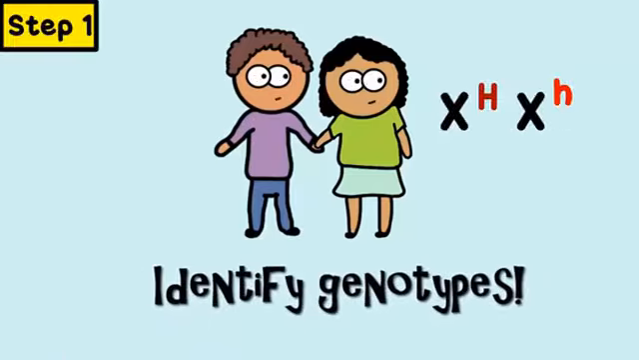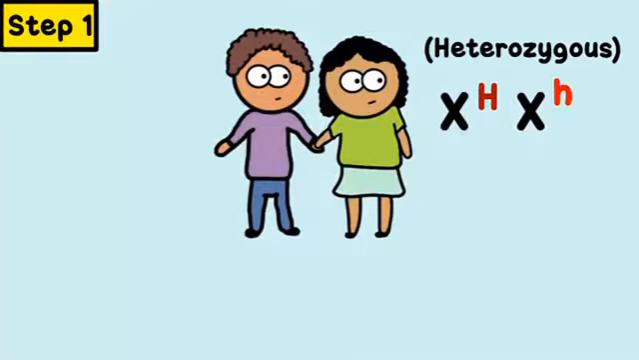Step 1. Identify the genotypes of the parents. So the mother was a carrier. She is X^H X^h. She does not have hemophilia because of that dominant allele present, but she is a carrier. The male, if he does not have hemophilia, well, he must be X^H Y. There's no other option for him.